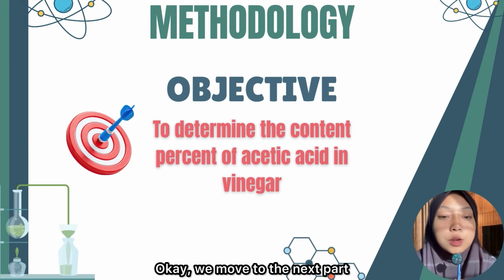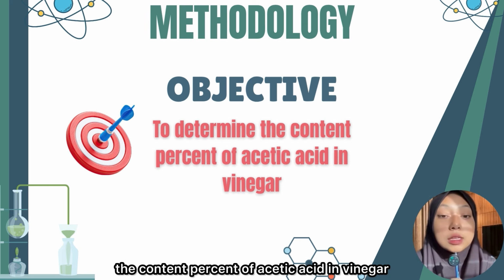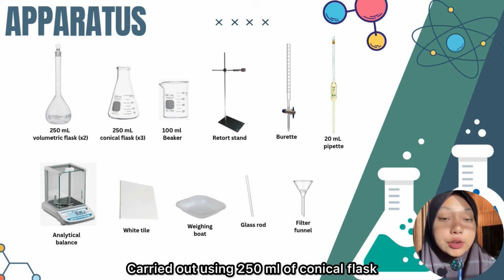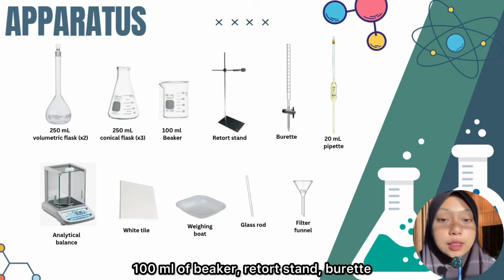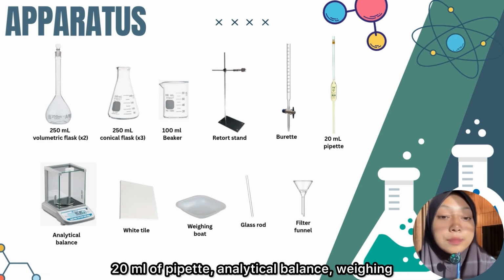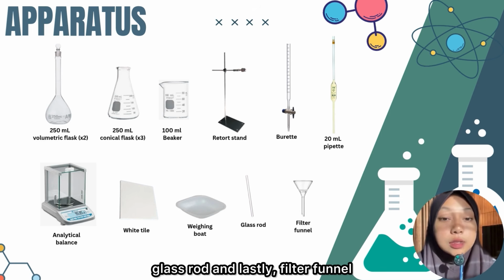Okay, we move to the next part, which is methodology. The objective of this experiment is to determine the content percent of acetic acid in vinegar. This experiment is carried out using a 250 ml conical flask, a 250 ml volumetric flask, a 100 ml beaker, retort stand, burette, 20 ml pipette, analytical balance, weighing boat, white tile, glass rod, and lastly phenolphthalein.